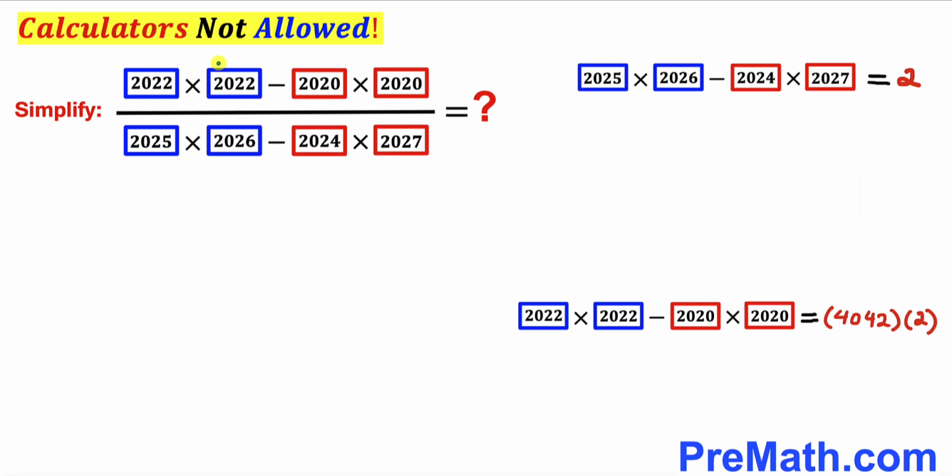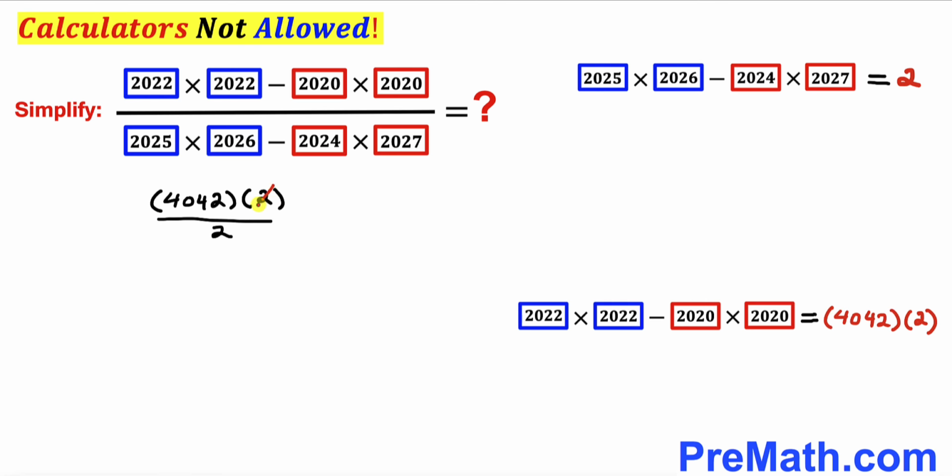And now we are going to fill in the blanks in this given expression. I'm going to replace this numerator with this 4042 times 2, and this denominator with simply 2. So let's go ahead and substitute those values. The numerator is going to be 4042 times 2, and the denominator value is simply 2.